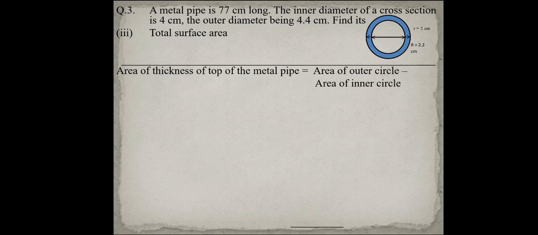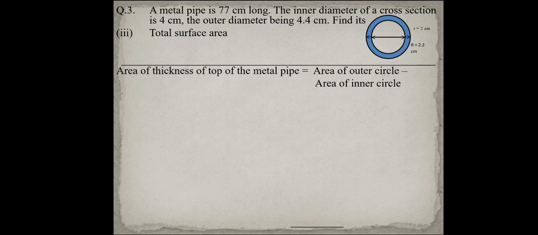From top and bottom side, the area of thickness of the top of the metal pipe is equal to area of outer circle minus area of inner circle. As you did these types of questions in your 7th and 8th class, you were finding the area of the circular ground, circular park, and then finding the inner circular area. After subtracting both, we find the area of the circular path, that is the running path in a ground.